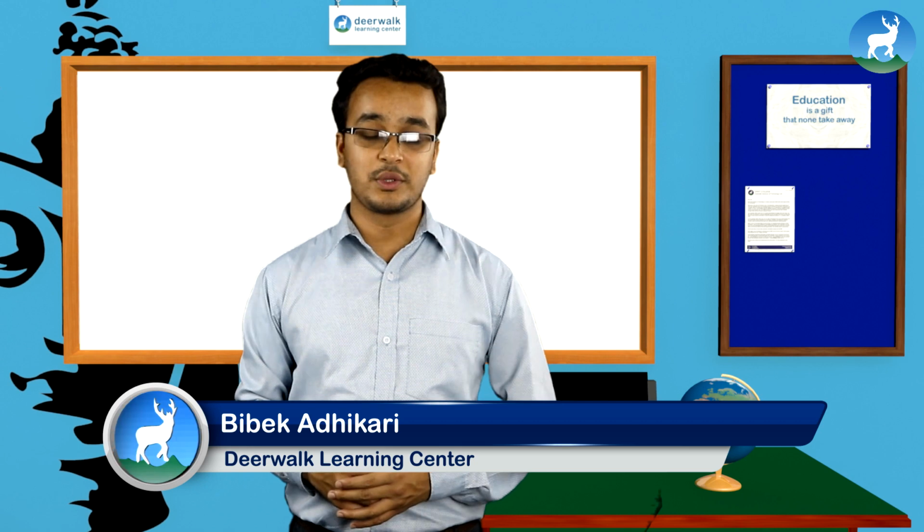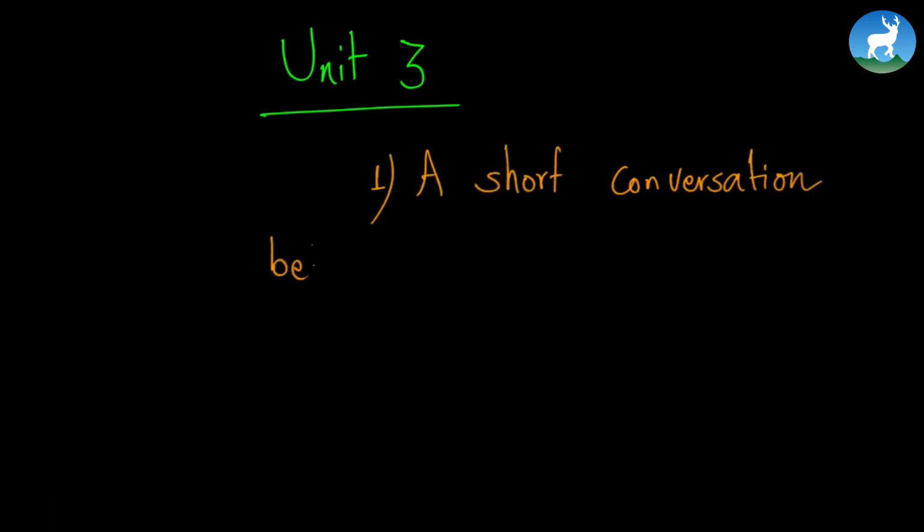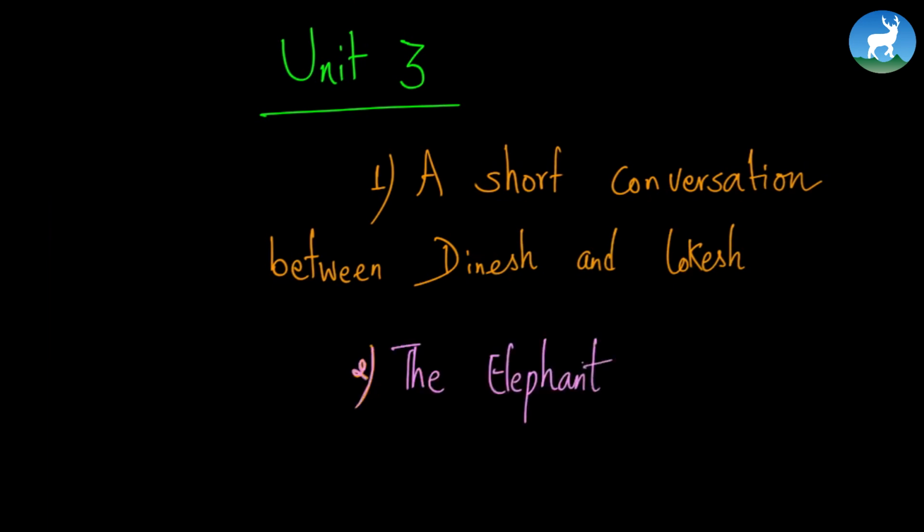In today's class, we are going to solve the reading portion of Unit 3, that is, The Elephant and the Tortoise. So let's begin. Right then, we are now going to start the reading portion of Unit 3. In this section, we shall be reading a short conversation between Dinesh and Lokesh, followed by the famous story of the Elephant and the Tortoise. Okay, so we are going to do two different things. The first one, we're going to read out a short conversation between Dinesh and Lokesh, followed by the story of the elephant and the tortoise.